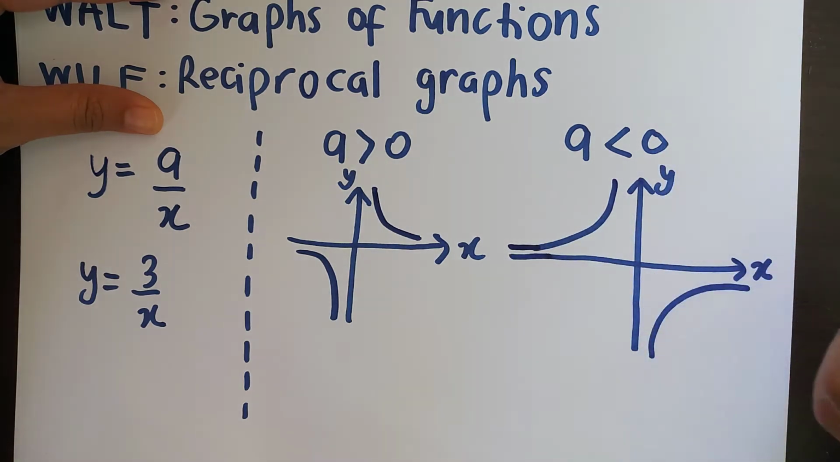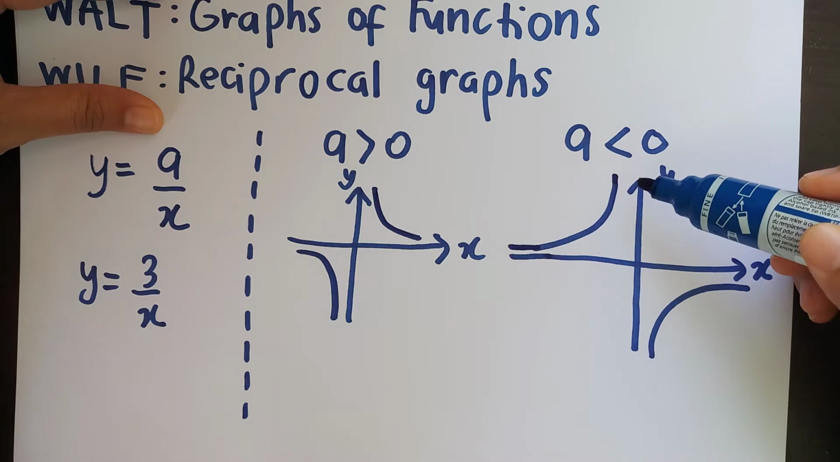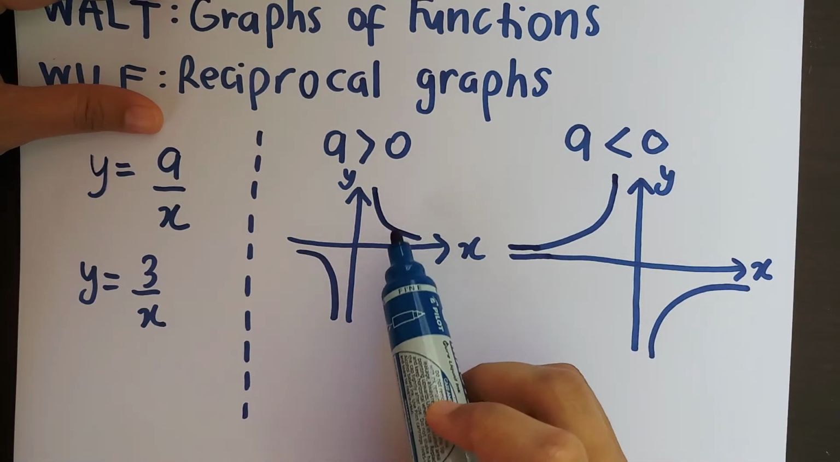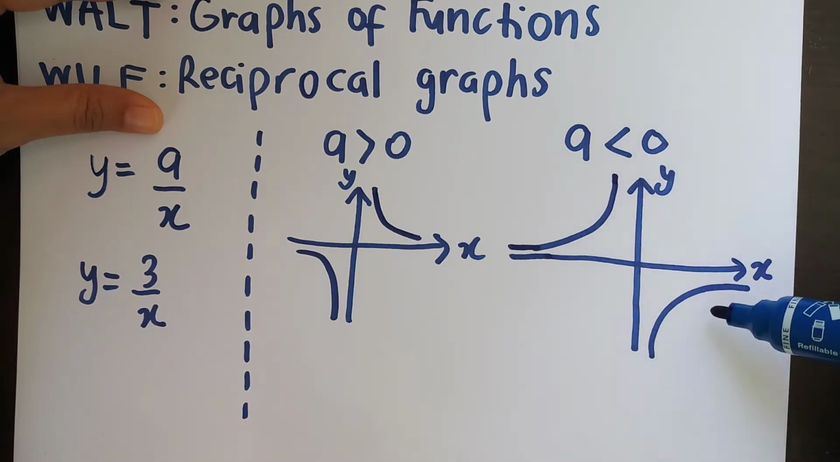Asymptotes we will learn later, in more detail in maths. For now, you just need to know the basic shape for the reciprocal graph. When a is positive, first and third quadrant. When a is negative, second and fourth quadrant. So that is the basic shape.